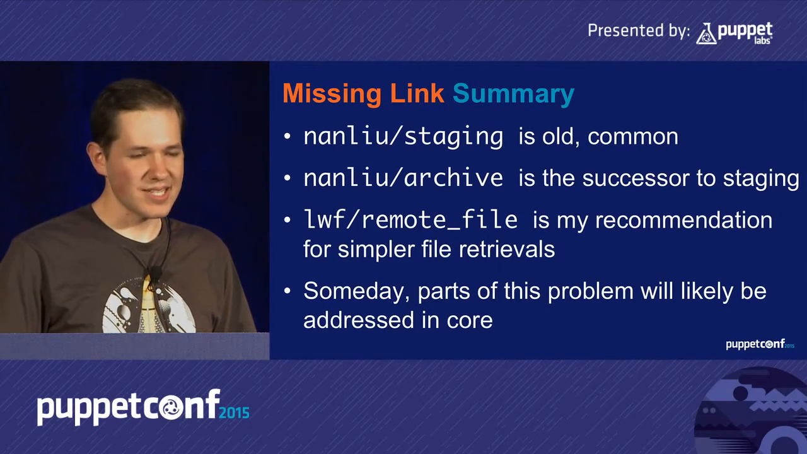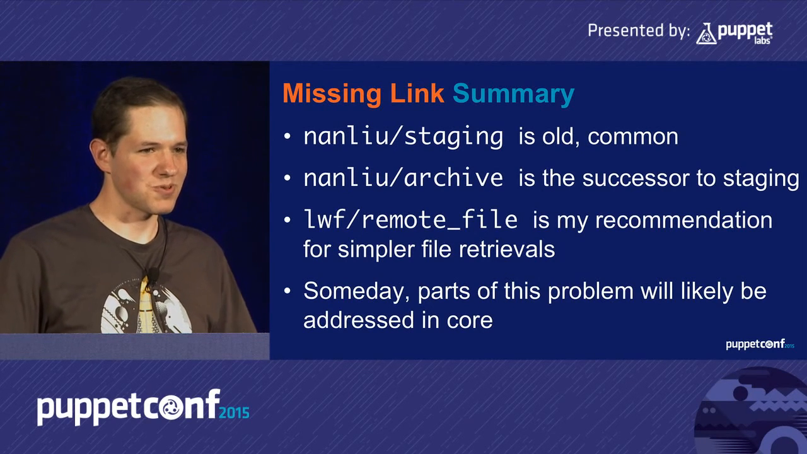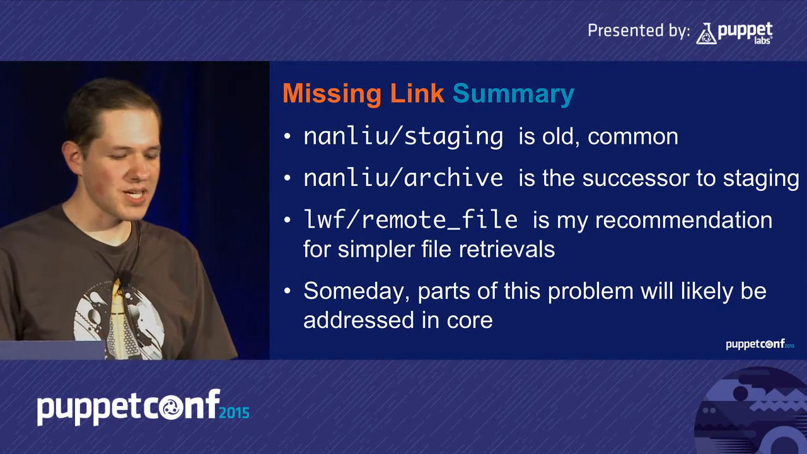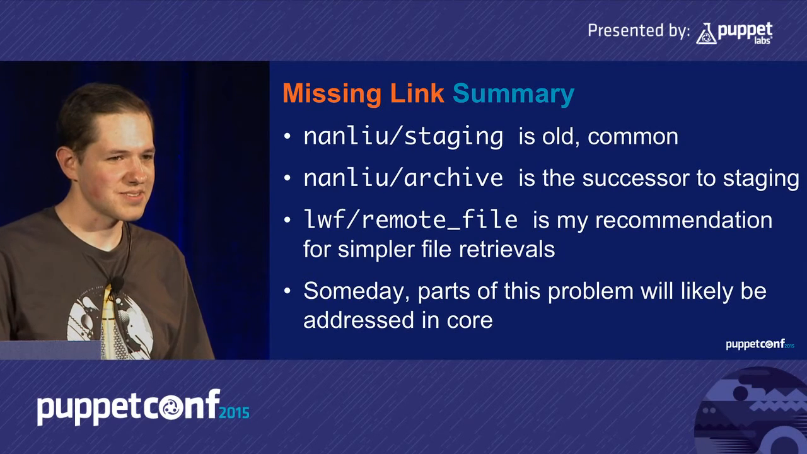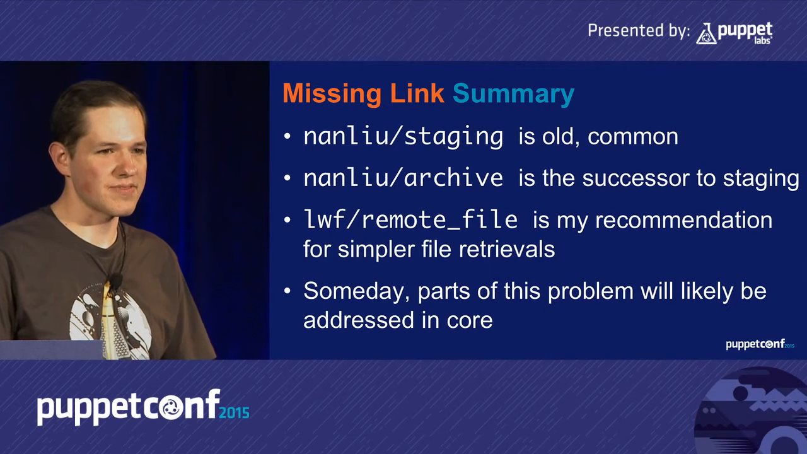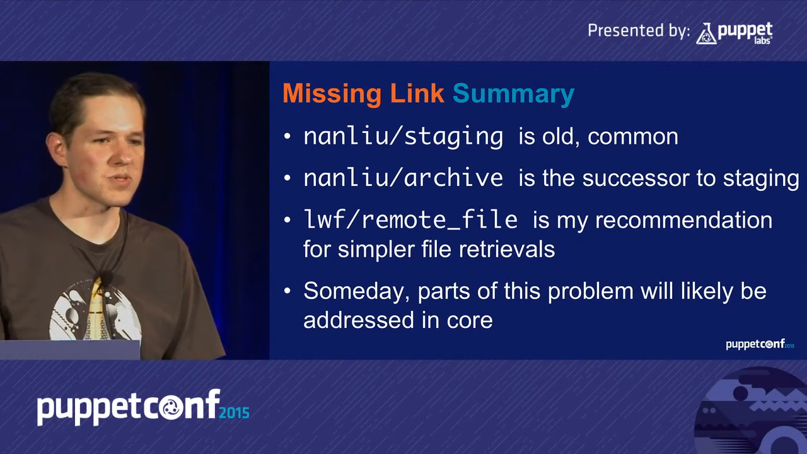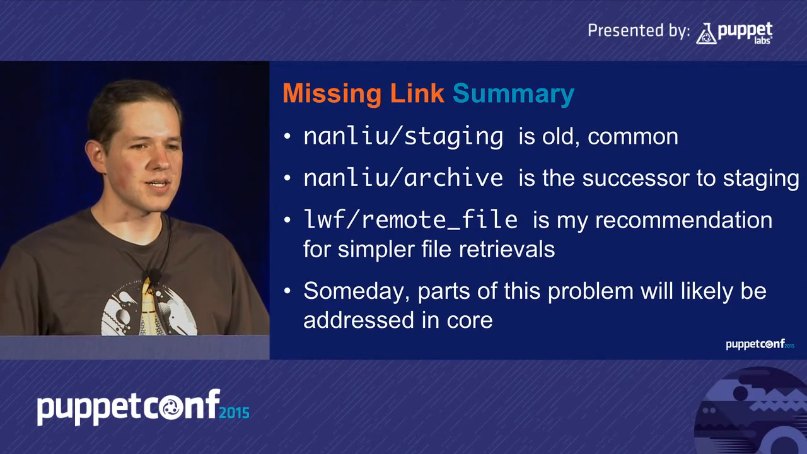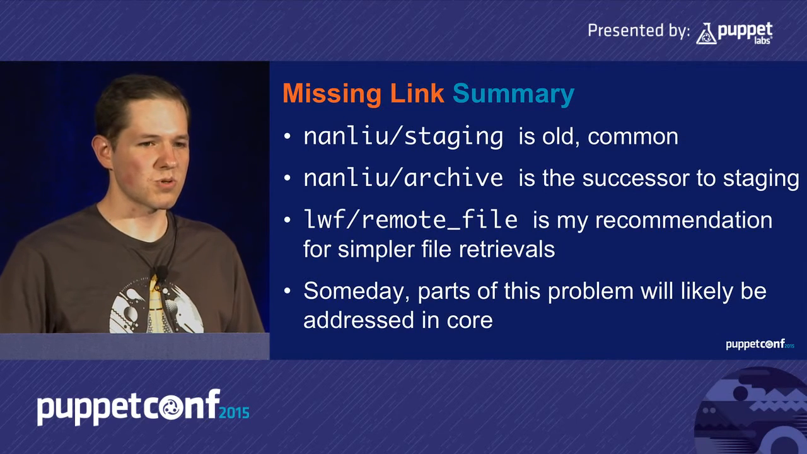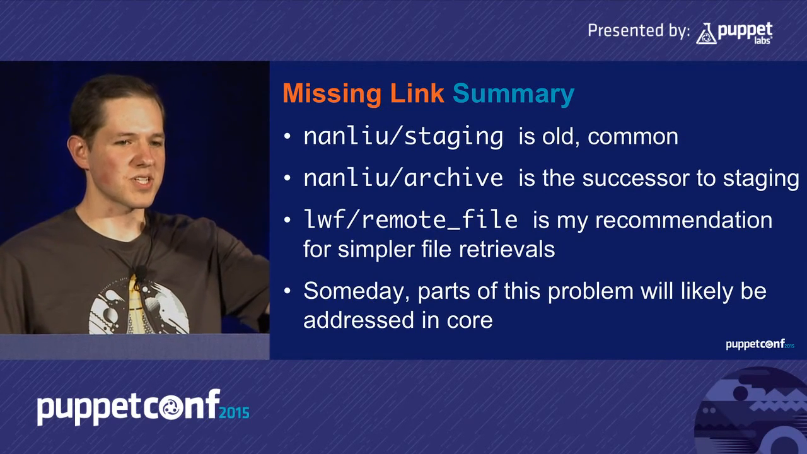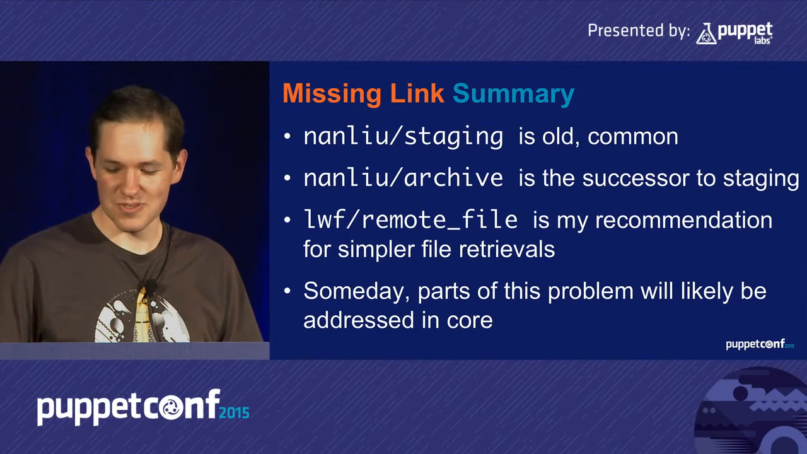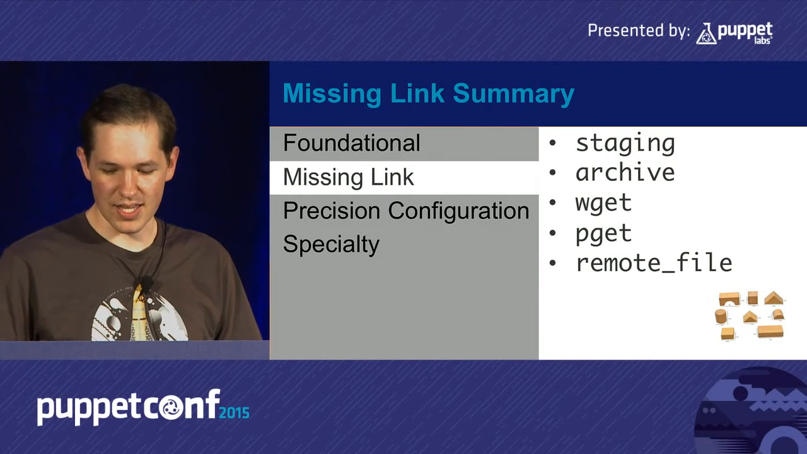So that's a summary. nanliu staging is old and extremely common. You will find it in a lot of existing Forge modules. Archive is the natural successor to staging. If I had to pick one of the single-file modules, I'd pick remote_file, mostly because it's a native implementation and it's Ruby as opposed to using PowerShell or a system command. But there's a couple of Puppet tickets out there that should address this in core relatively soon, where the Puppet file resource will accept someday, at the end of the happy story, HTTPS or HTTP URLs. So that's the missing link to point out.